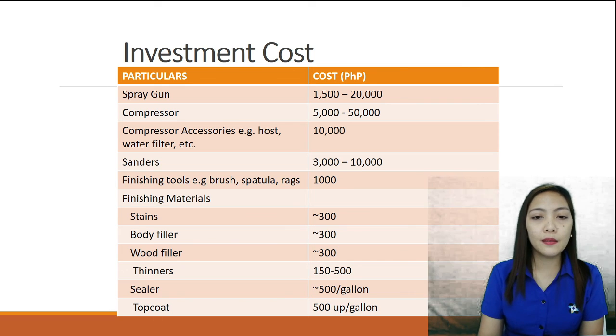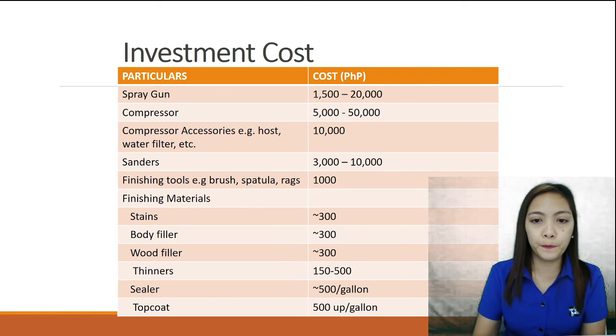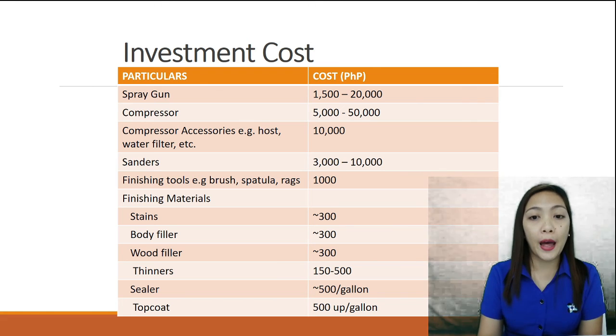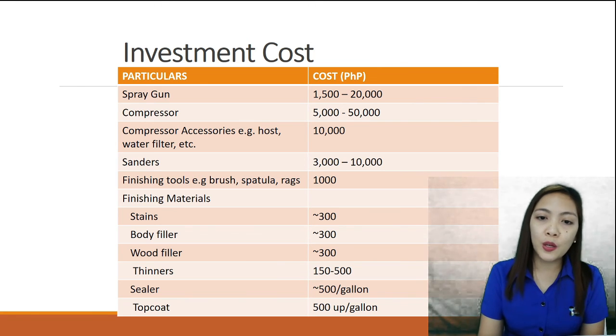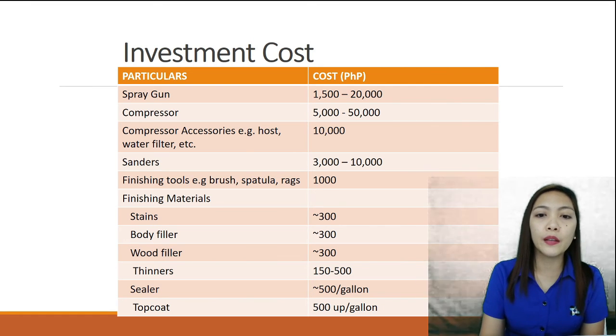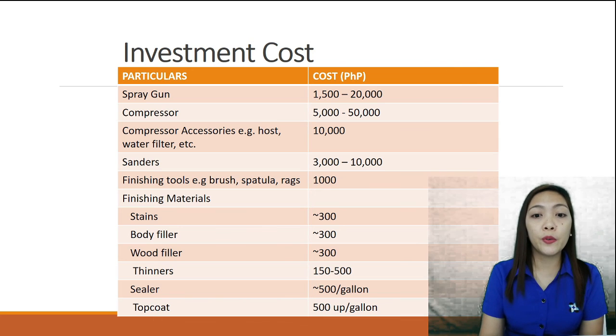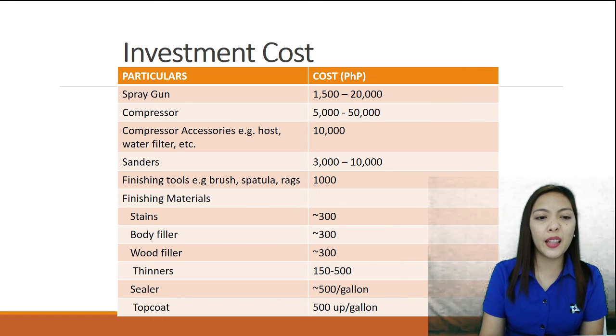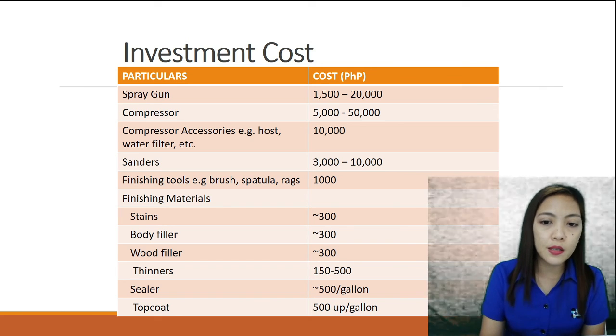So yung spray gun, of course, ito ay nagba-vary ang size depende sa brand and sa quality. From 1.5, kung nag-i-start up ka pa lang, pwede ka na dito sa 1.5 to 20,000. Compressor varies again per brand, per capacity from 5,000 to 50,000. And we also need yung mga finishing accessories like hose, water filter, gauge, ganyan. So, around 10,000. We need different sanders. It ranges from 3 to 10,000. Depende kung ano at ilang sanders ang requirement mo.